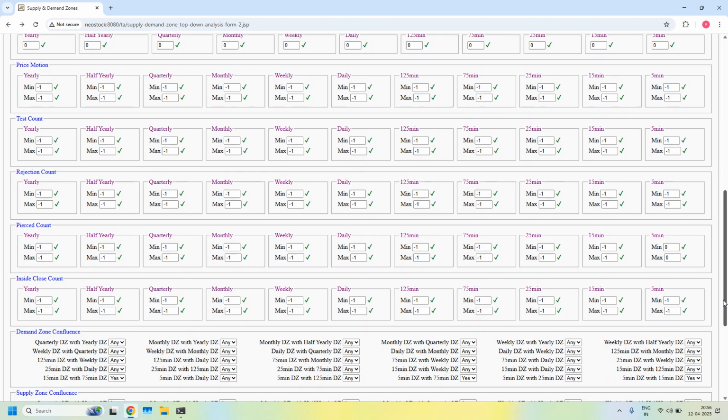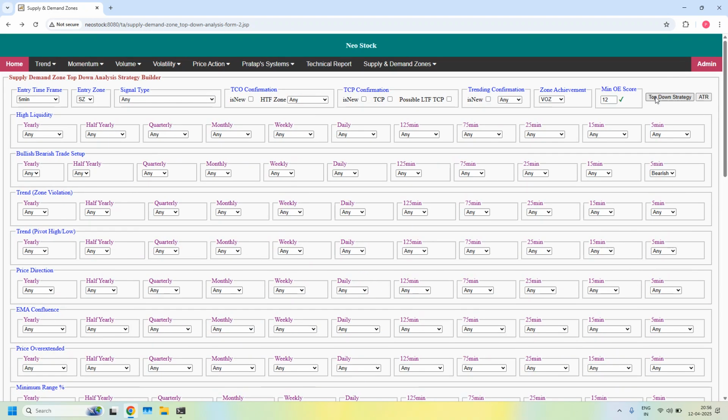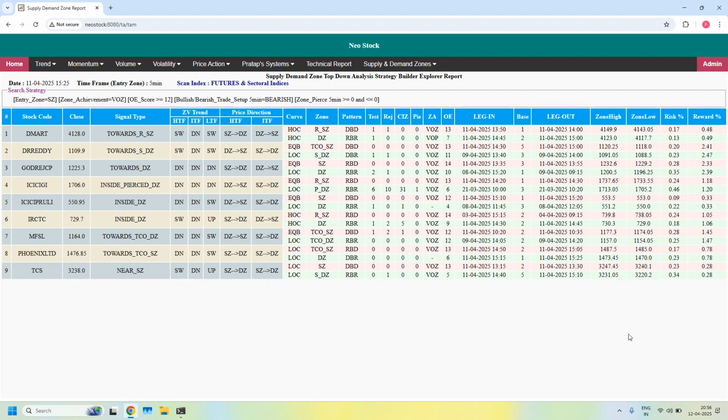I think one mistake we made, I didn't remove these filters. Demand zone filters, I have to remove. Without removing these filters I generated, so please ignore the previous bearish trade setup report. Let me regenerate again. Actually 9 we got. The 5 minutes entry time frame supply zone. No filters here, only bearish trade setup and pierced zone filter, and also odd enhancer filter. No zone confluence filter. So 9 stocks we got.